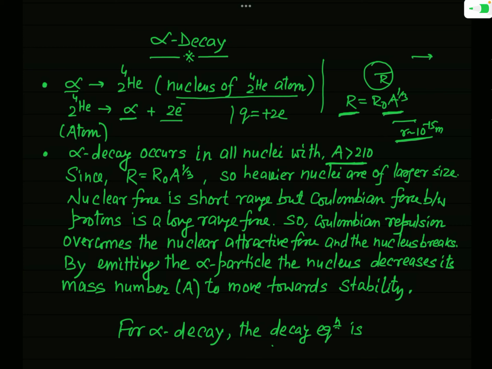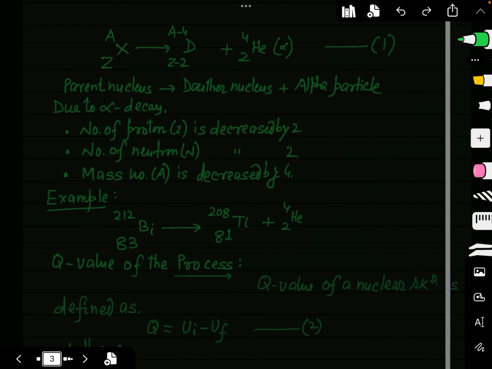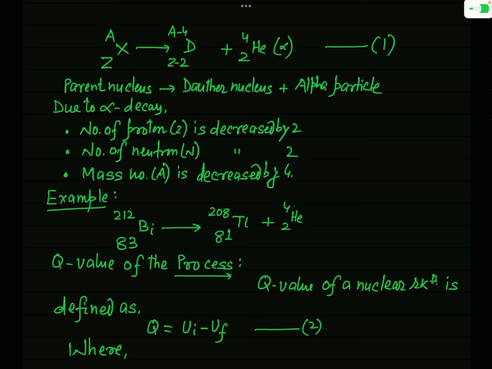How does this alpha decay process take place? I am going to represent this alpha decay process by a nuclear reaction. Let us consider that there is an unstable nucleus ZXA. This is called the parent nucleus. This is unstable. Its charge number, that is the number of protons, is Z, and its mass number is A. If this nucleus emits an alpha particle, that is, it suffers alpha decay, then an alpha particle will be emitted. This is your alpha particle, which is simply the nucleus of He4.